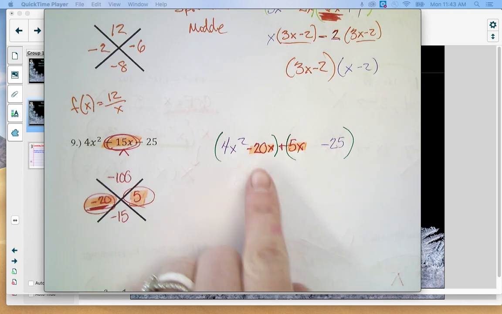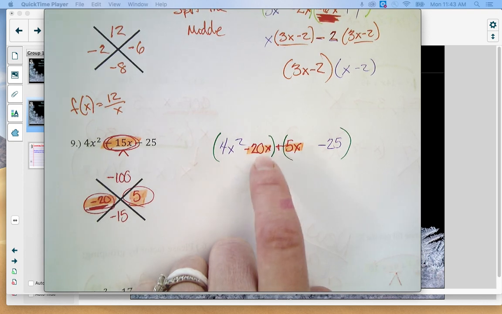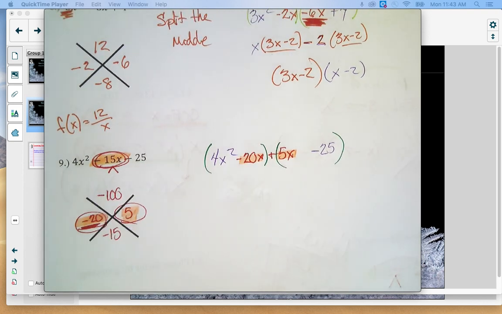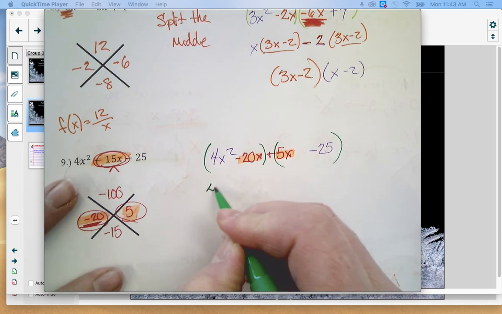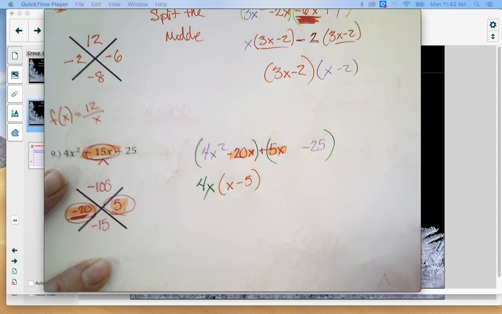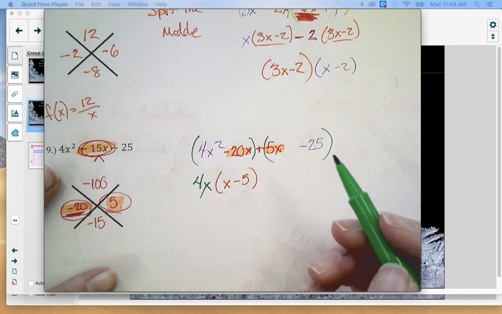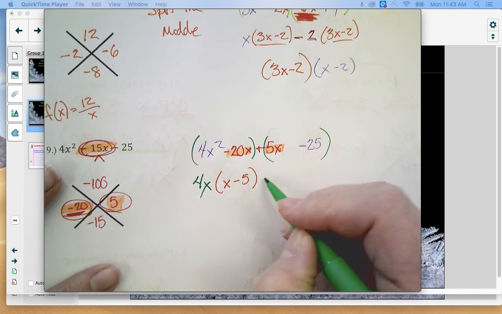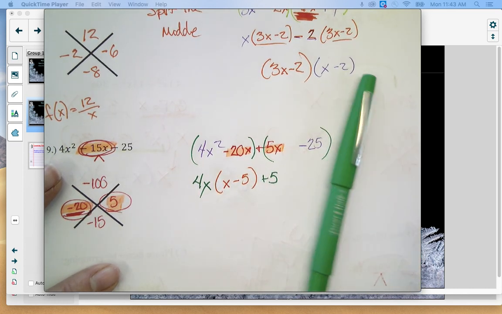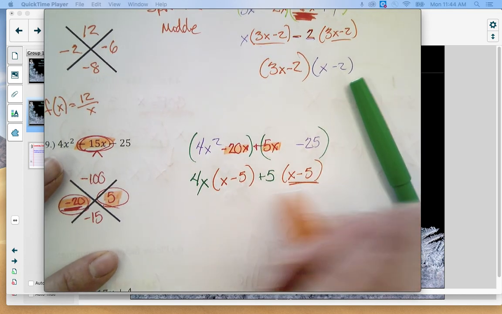Do you see how by writing the negative first, I now have a positive in between and it makes your grouping easier? That's why if there's one negative, write it first. It makes your grouping easier. What would the GCF for the first group be? 4x times x minus 5. What would the GCF of the second group be? What goes into 5 and 25? 5 times x minus 5. I have that common binomial.